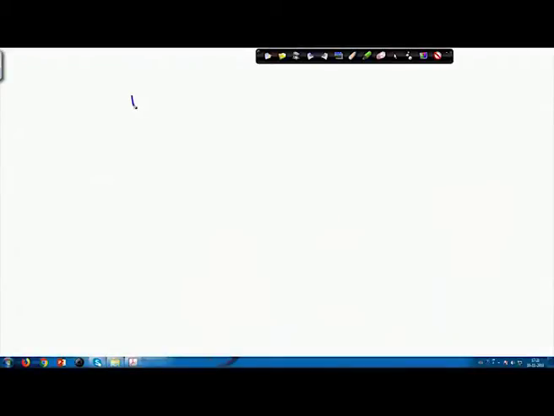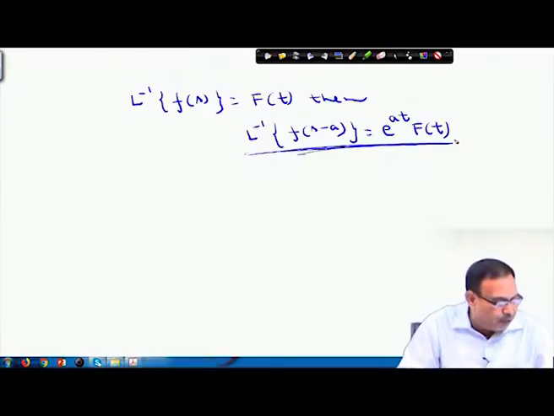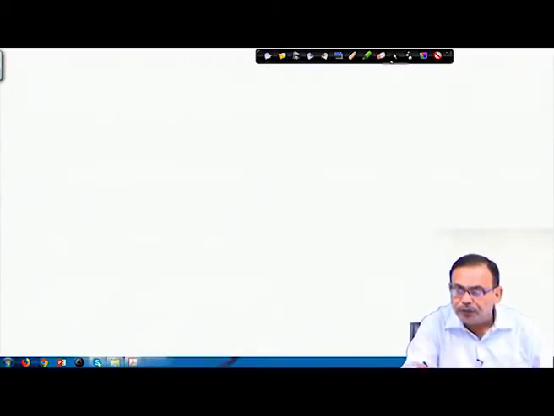We are continuing with the earlier lecture where we have started the inverse Laplace transform. Please remember this thing, that if Laplace inverse of F(s) equals f(t), then Laplace inverse of F(s minus a) will be equal to e to the power a t into f(t). This thing we used in the last two examples.